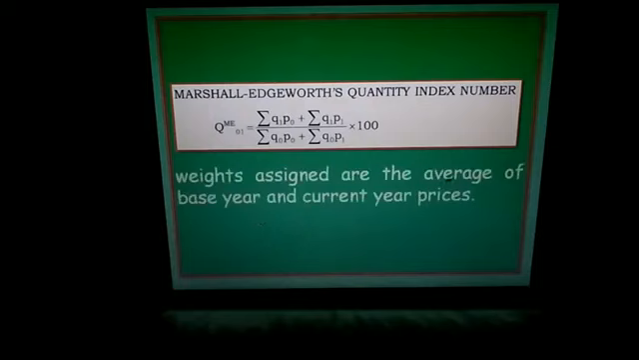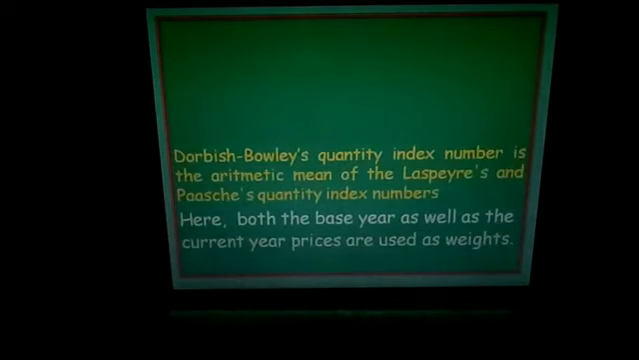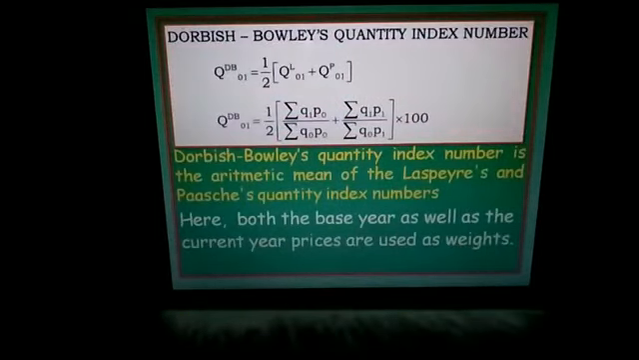So here the weights assigned are the average of base year and current year prices. This we know already. Next, which index number has to be covered? It has to be Dorbish-Bowley's index number, specifically Dorbish-Bowley's quantity index number. Quantity has to be specified. So what is Dorbish-Bowley's quantity index number? It is the arithmetic mean of Laspeyres' and Paasche's quantity index numbers. That's what has been written over here.